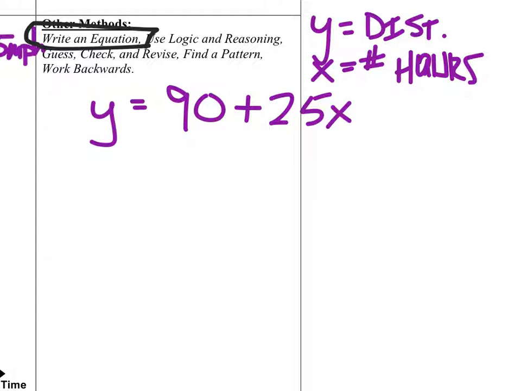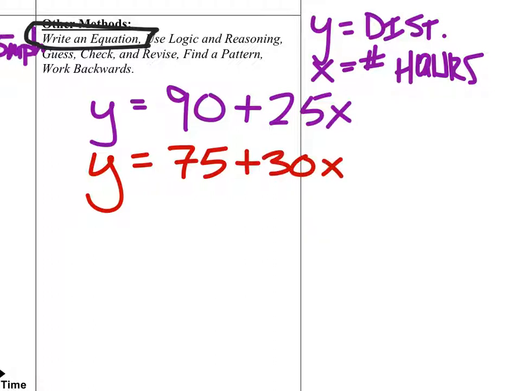And then we had Nina's equation, which would be her distance. She starts at 75 miles and then adds 30 miles every 1 hour. So I got y equals 90 plus 25x, and y, the distance, equals 75 plus 30x. Now the question at the beginning here was, when are they tied, right? Or when will Nina catch Kevin? So the distances would be equivalent, right? Meaning the y's are the same.